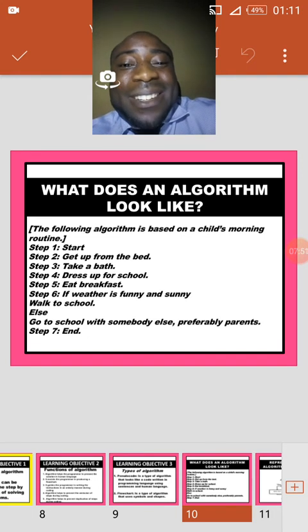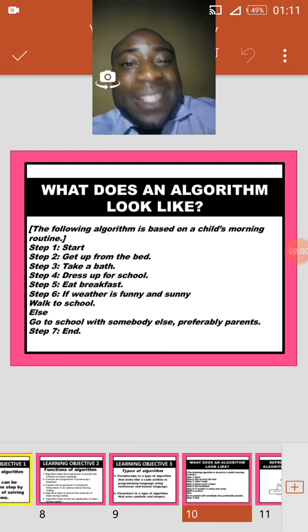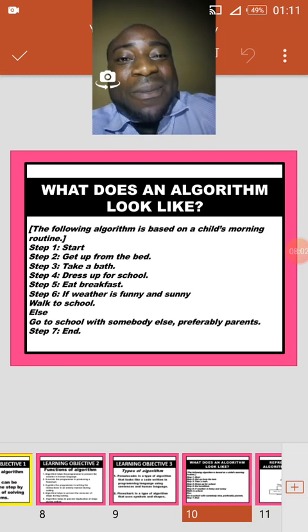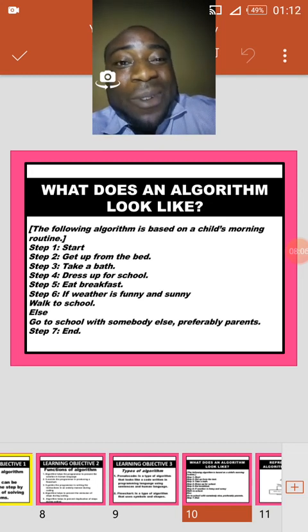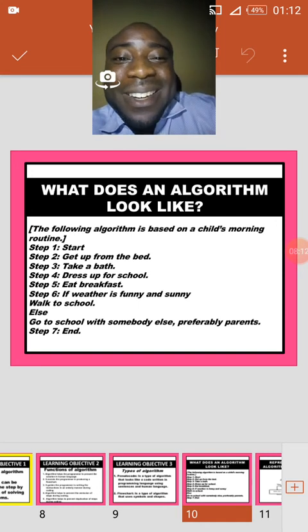Now, this simple algorithm is based on a child's morning routine. That is, for example, if you want to accomplish a task before you go to school, so that you will not go to school late, you can write the steps down. And that is what we call algorithm. So let's follow the steps together.